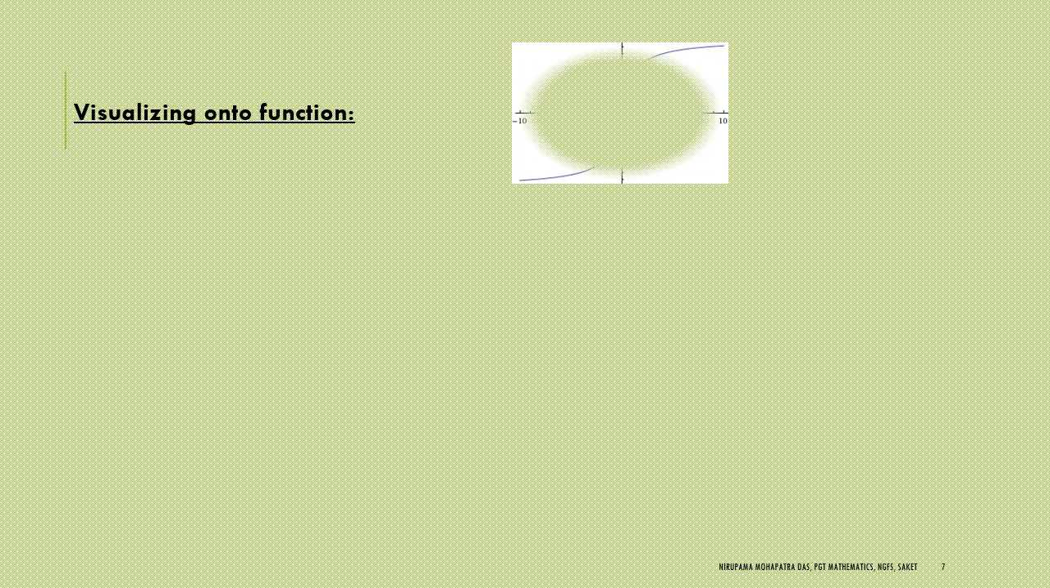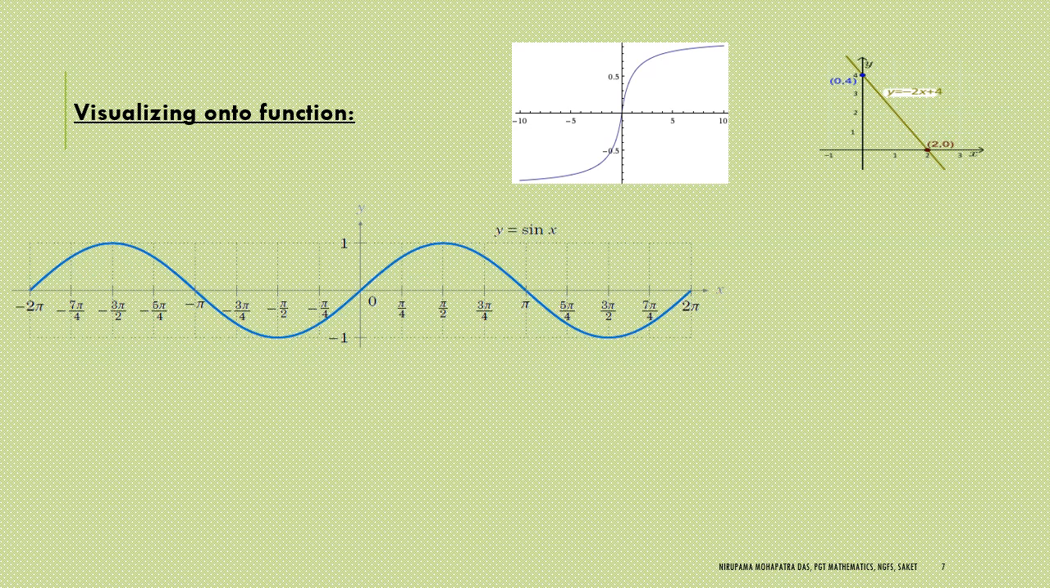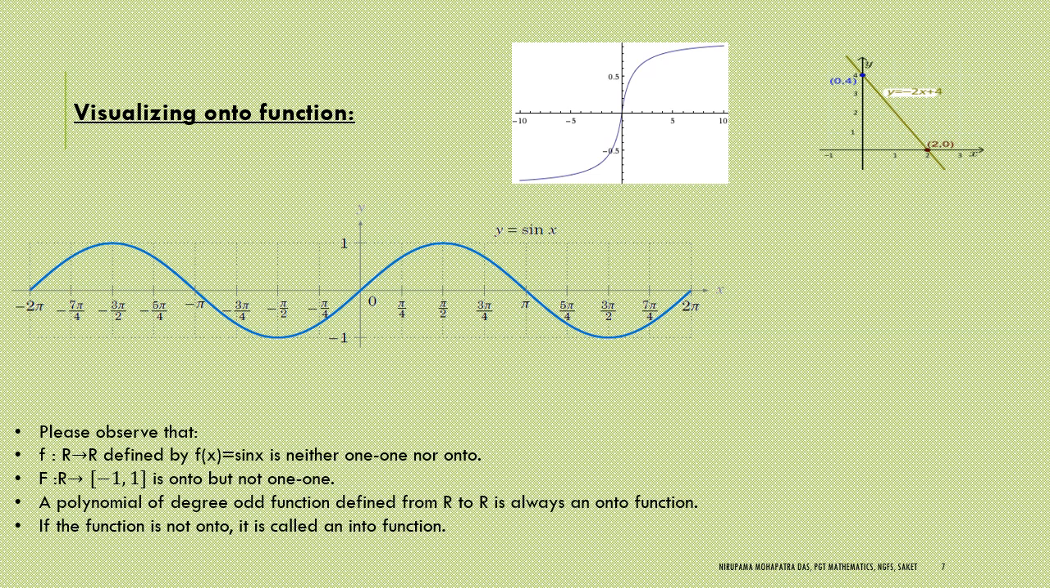So like your 1-1 function, you can visualize the onto function also. Whenever you take the range of a function, what you need to see? Range means set of all y. So you have to see along the y direction, along the y axis, how far the function is. In the first case you see this one, you have the set of real numbers. You can take any x, any y, right? So this function is onto.